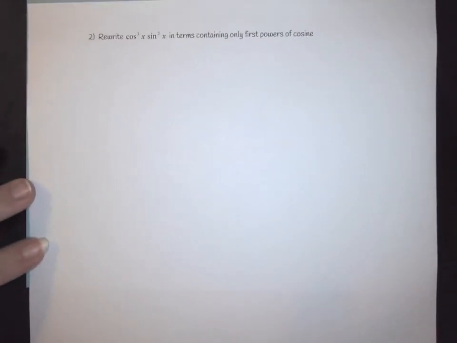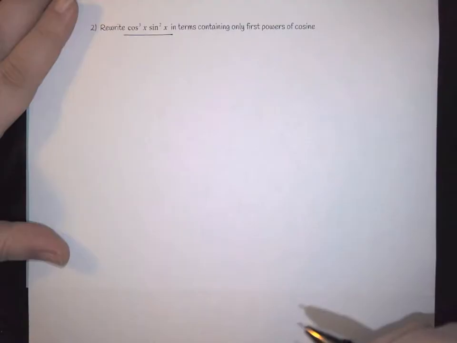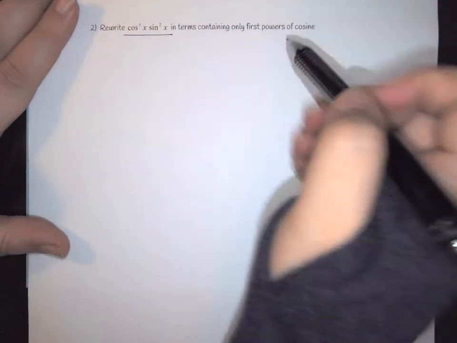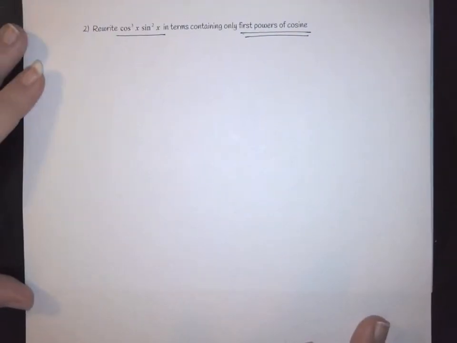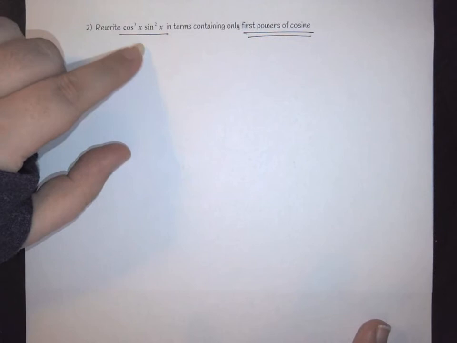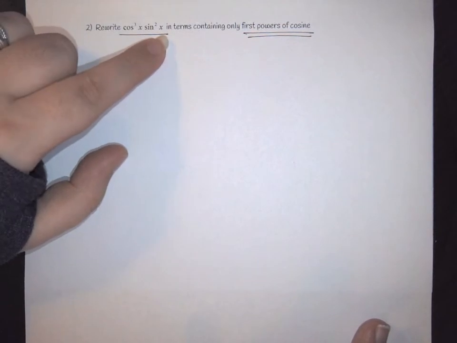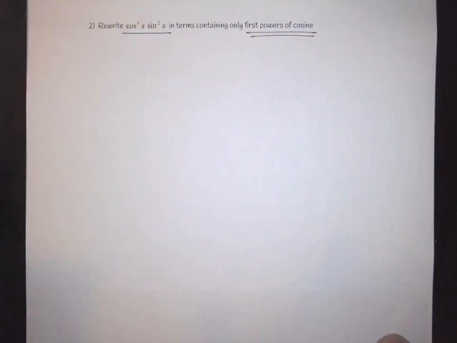Alright, let's look at another example that's just a little bit more involved. Here I've got cosine cubed sine squared, and I want to use first powers of cosine only. So I'm going to look at cosine cubed and sine squared the same way that I viewed the sine cubed. Here I've got cosine cubed of x times the sine squared of x.